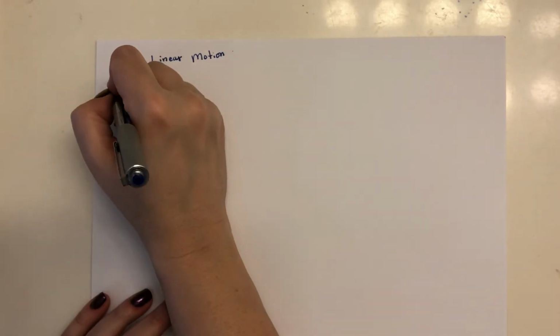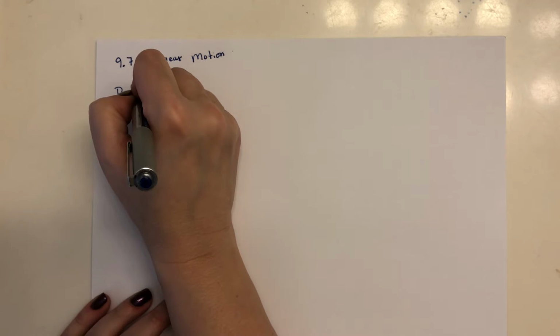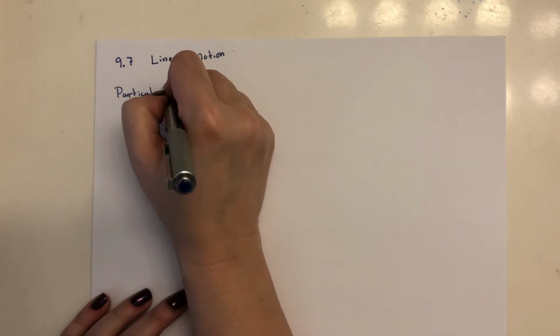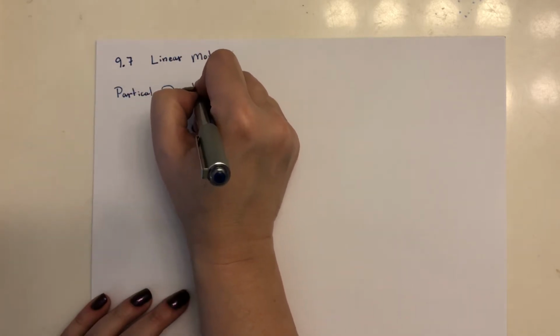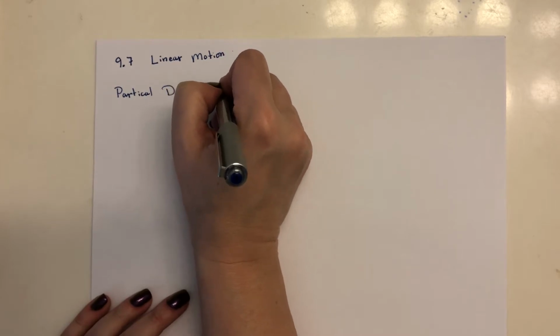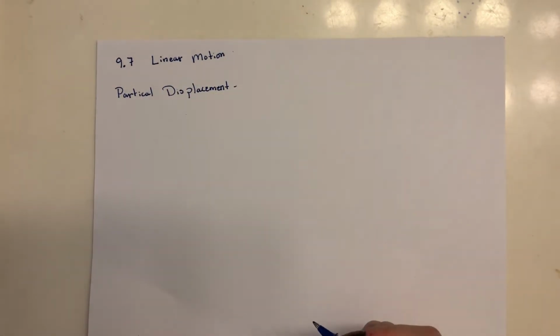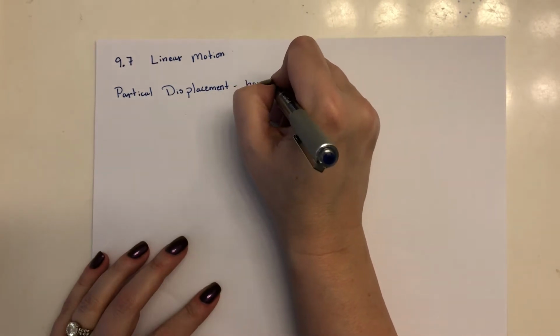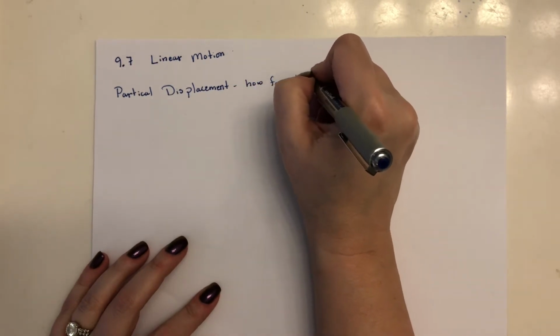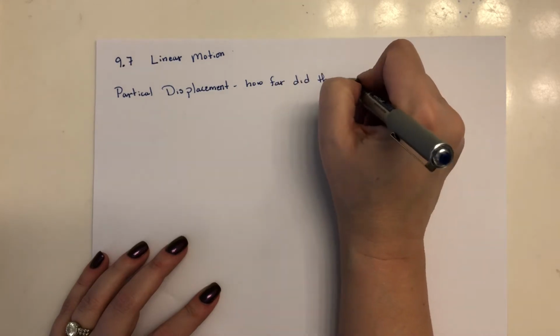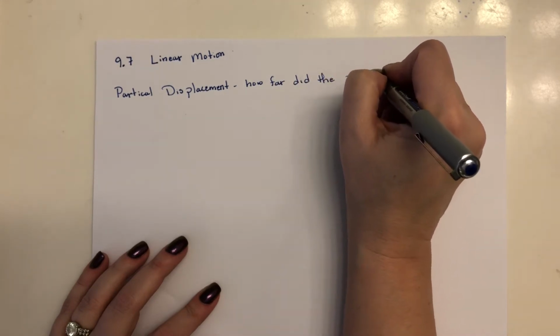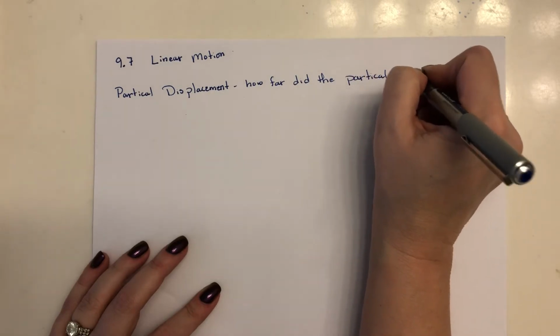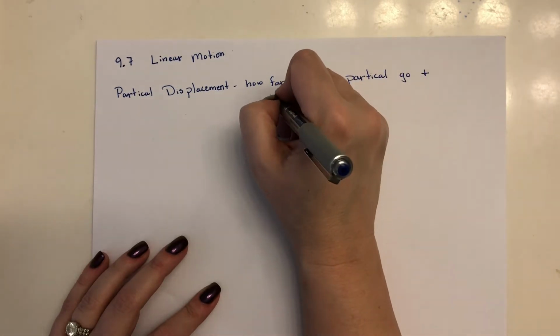With linear motion, the biggest thing that you're going to be looking at is particle displacement. Particle displacement is all answering the question of how far did my particle go, and in which direction?